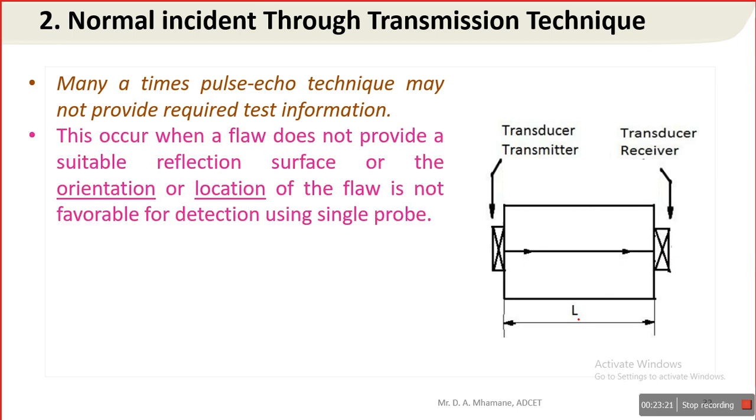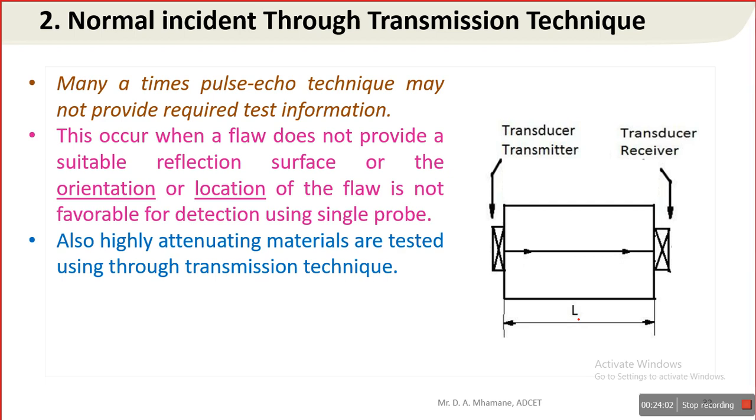Many times the pulse echo technique may not provide the required test information, because when there is an inclined orientation, or parallel orientation to the longitudinal beam, or the location is very near to the upper surface, the pulse echo technique may not be usable. So when a flaw does not provide a suitable reflection surface, because of its orientation or location, the through transmission technique is used.